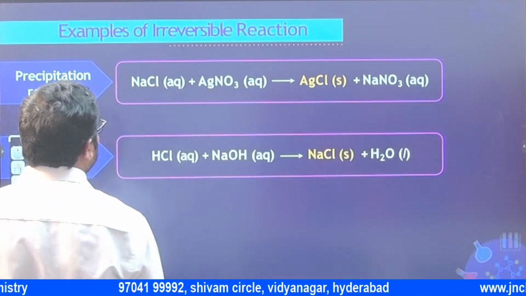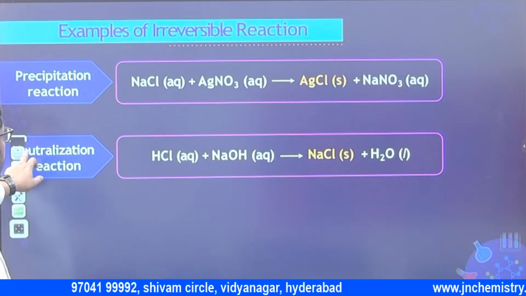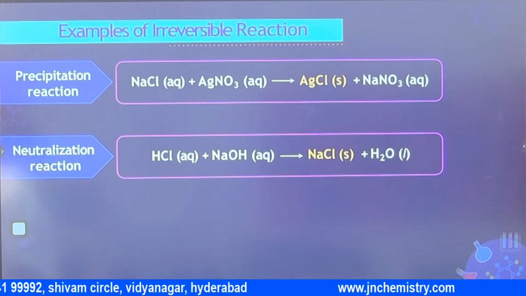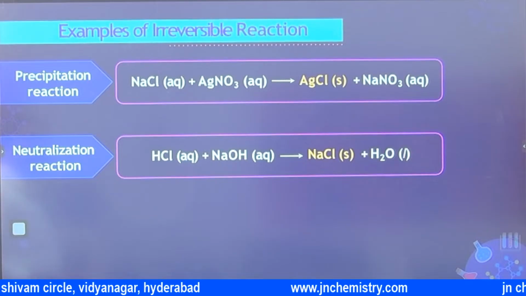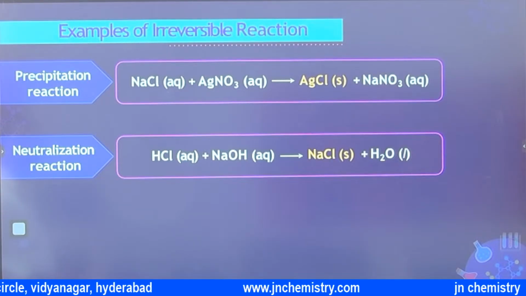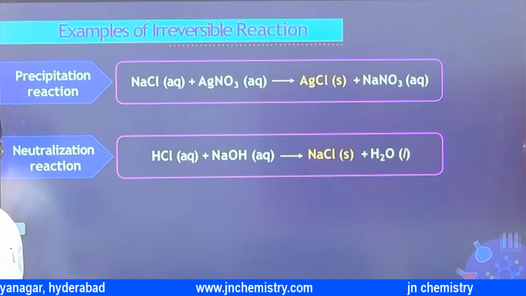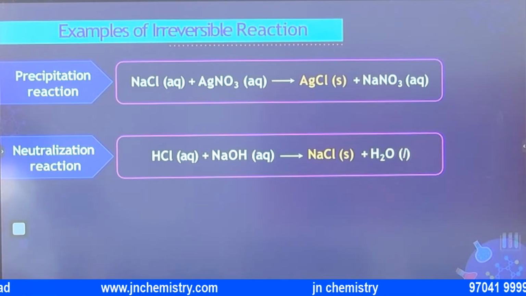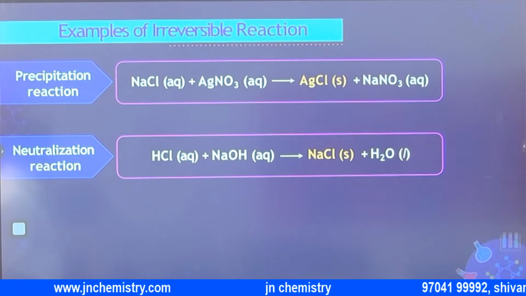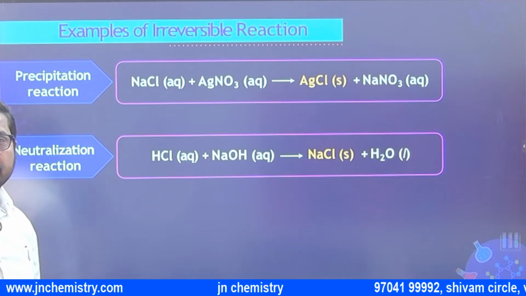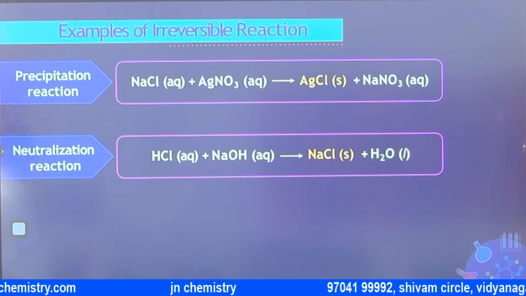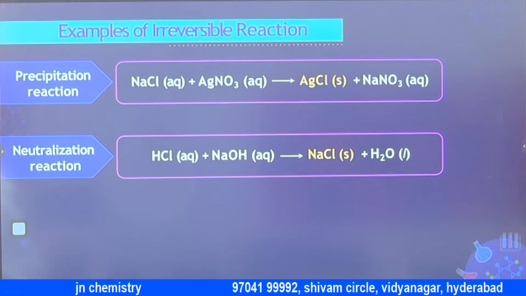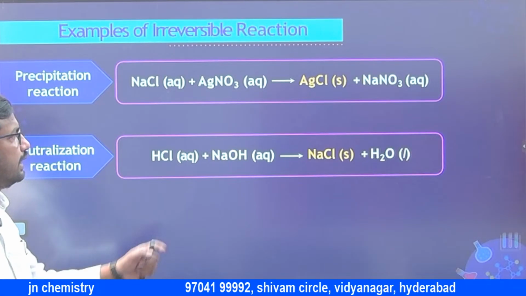So for precipitation reactions, write one example, and for neutralization reaction, write one more example. These are all irreversible reactions. Precipitation reactions, neutralization reactions, and one more, combustion reaction. For example, NaCl plus AgNO3 gives AgCl, and AgCl is the precipitate.